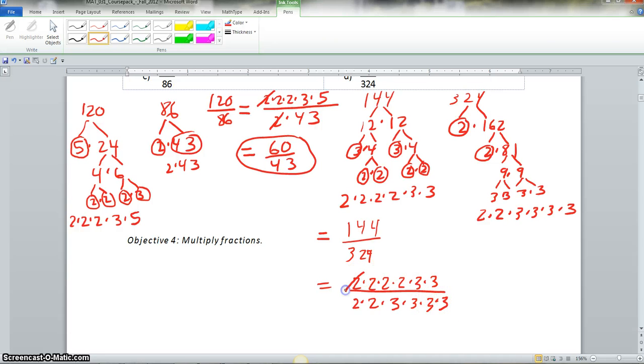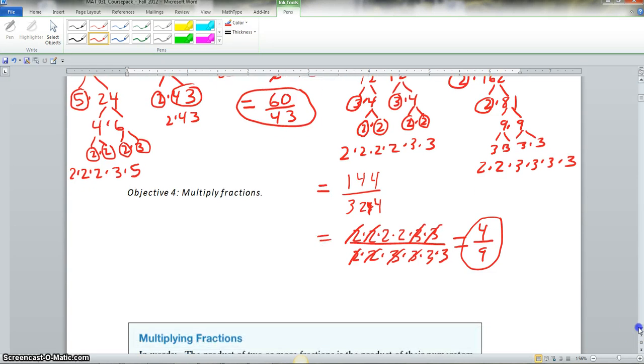Now we simplify. We have one set of 2's in common, two sets of 2's in common, one set of 3's in common, two sets of 3's in common. So we're left with in our numerator 2 times 2, which is 4. And in our denominator, we're left with 2 3's. 3 times 3 is 9. So your final answer here is 4 9's. And by the way, this is supposed to be a 4. For some reason, it made it into a 9.